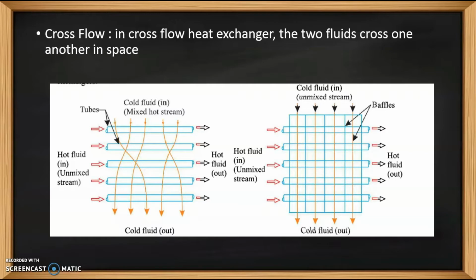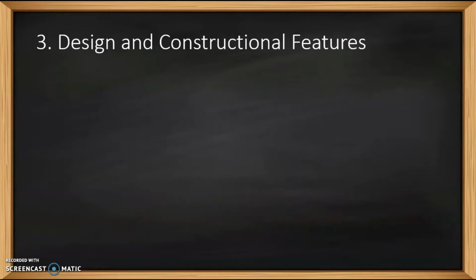This is the third type of classification, under the criterion of relative motion of fluid. The third classification is design and constructional feature. Based on the design and constructional feature, we can classify heat exchangers into four different categories. First is the concentric tube type of heat exchanger.